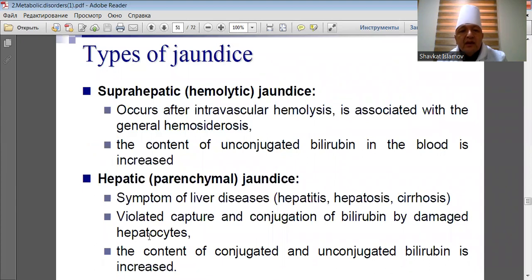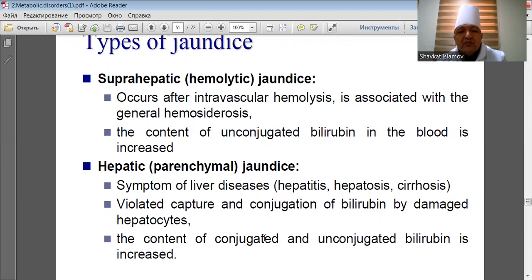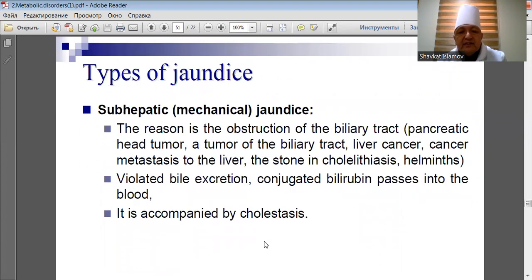Types of jaundice. Suprahepatic jaundice occurs after intravascular hemolysis and is associated with general hemosiderosis. The content of unconjugated bilirubin in the blood is increased. Hepatic jaundice, a symptom of liver disease, violates capture and conjugation of bilirubin by damaged hepatocytes. The content of conjugated and unconjugated bilirubin is increased.